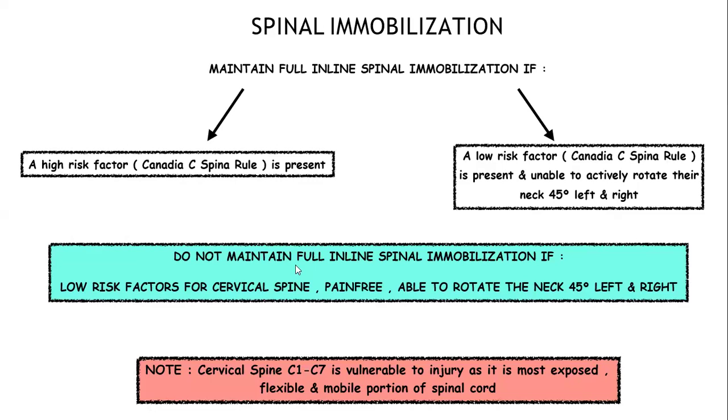Do not maintain full inline spinal immobilization if there is a low risk factor for the cervical spine, the patient is pain free, and able to rotate 45 degrees right and left. The cervical spine, C1 to C7, is very vulnerable to injury as it is the most exposed area of the spine. Okay.